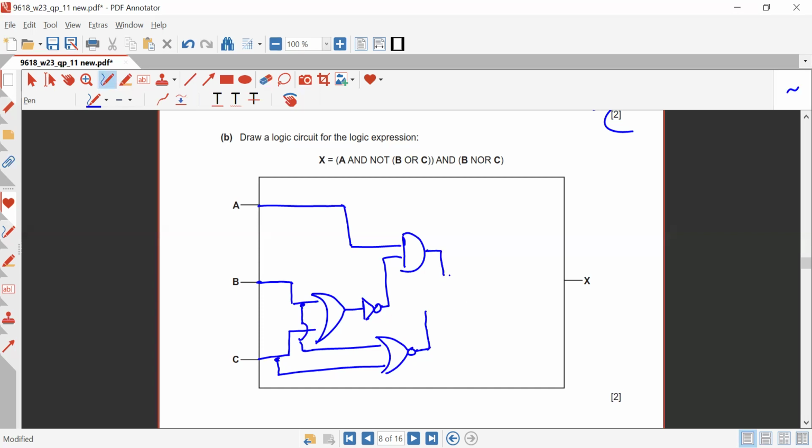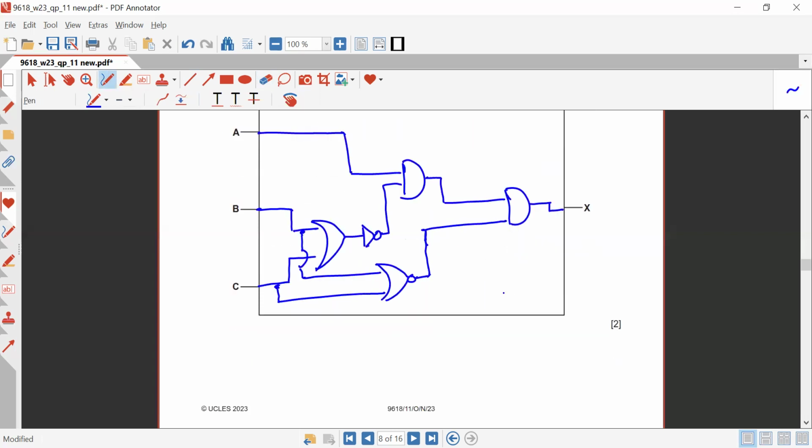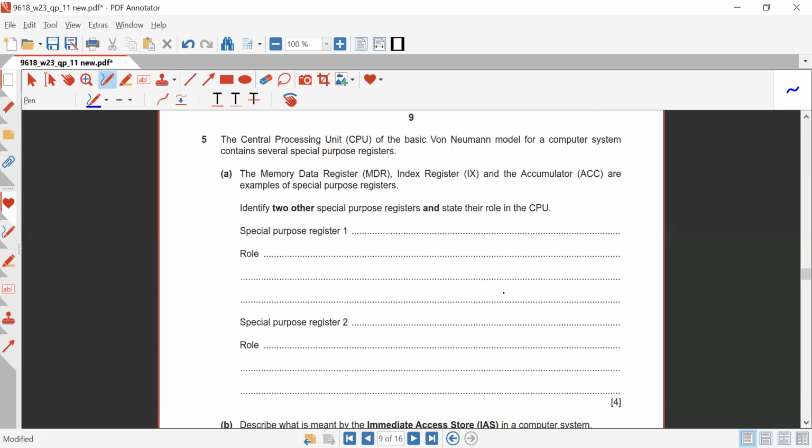And it will be an AND over here. You can take a bit different thing over here. Yeah, now much better. So that's how you need to do it. So 2 marks for this one as well.